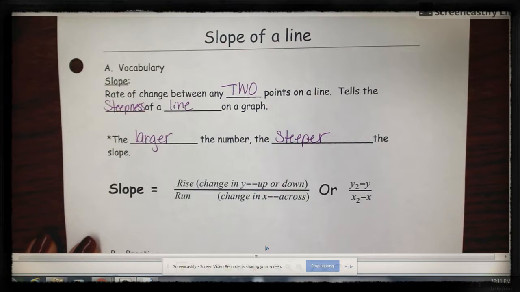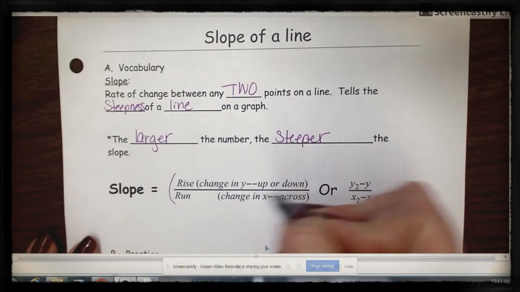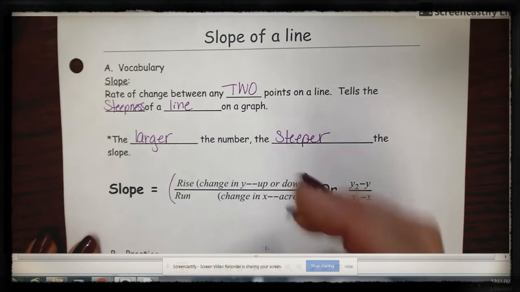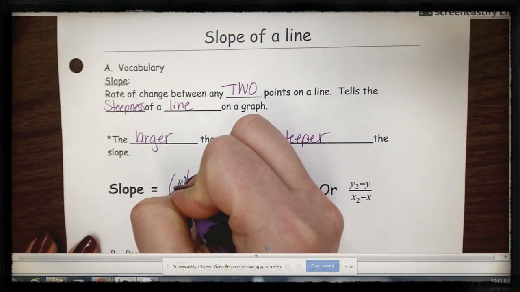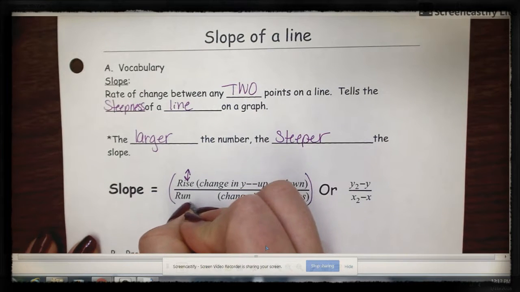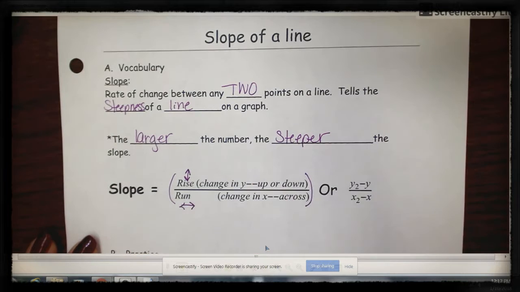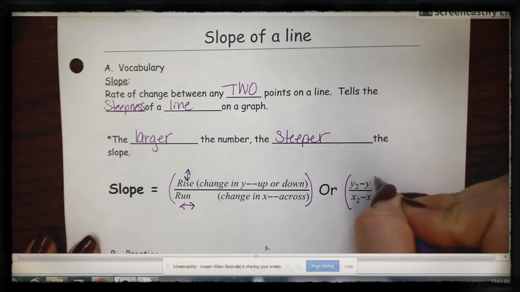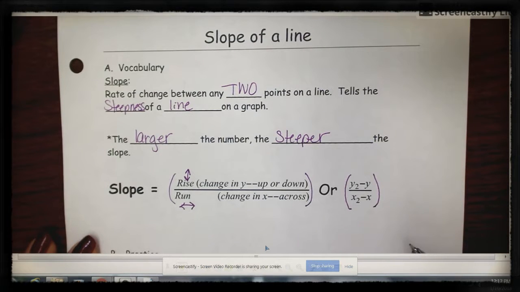There are 2 ways to find slope. We can find it by using a graph and using rise over run, which is right here, which is the change in the y up or down, over, so let's remember rise is up or down, over the run, which goes across. Or if we have 2 points, we use y minus y over x minus x.